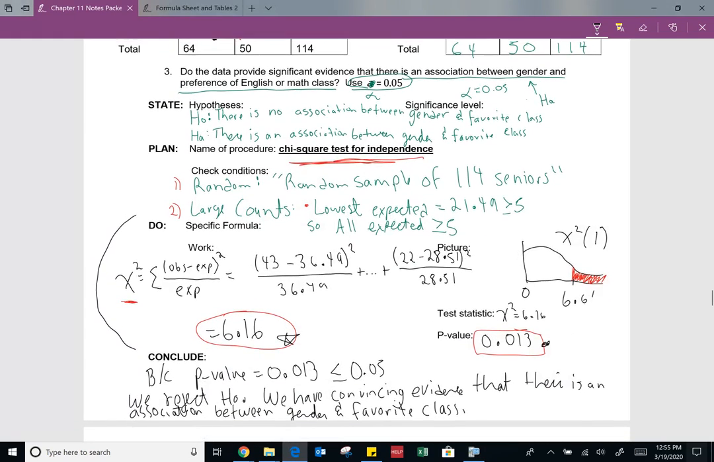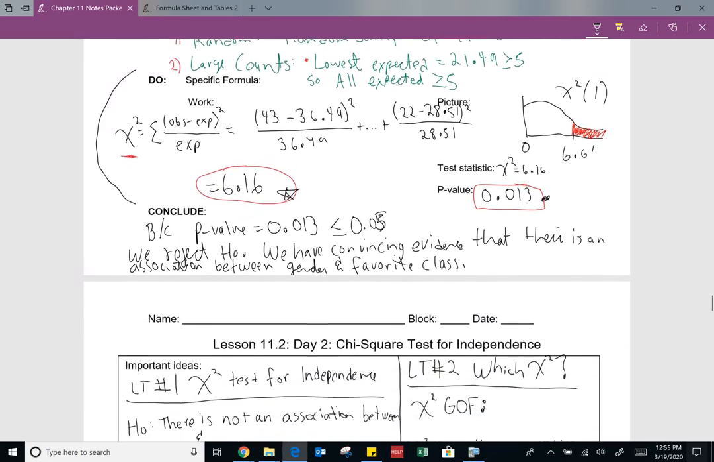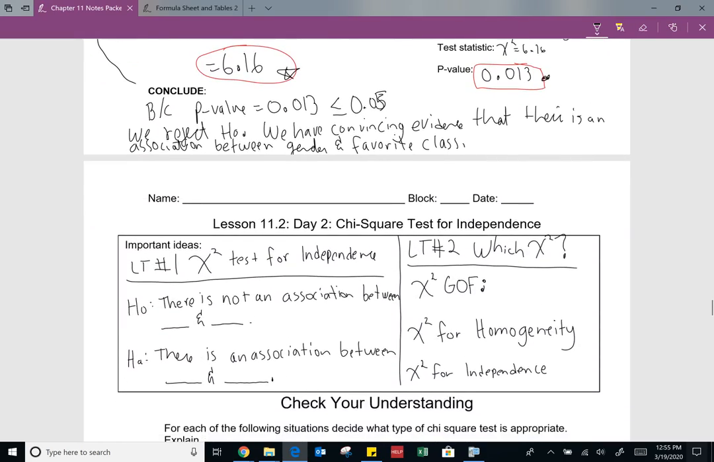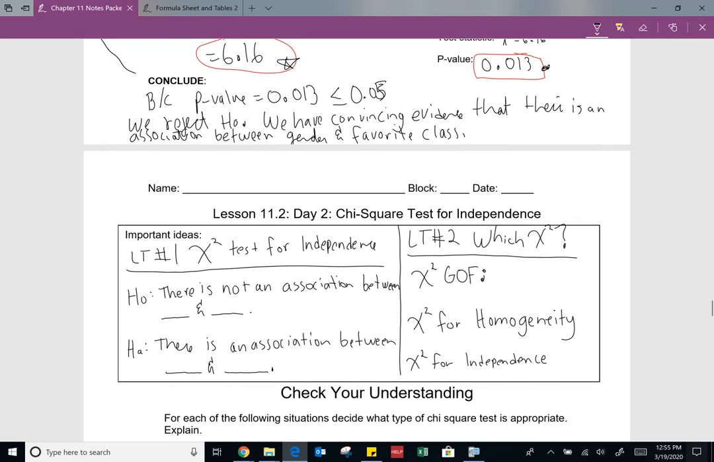And last, we're just going to conclude that because our p-value is less than what our alpha level is of 0.05, we reject Ho. We have convincing evidence that there is an association between gender and favorite class. Okay, so for the learning targets, you can go ahead and pause it here and copy these down.